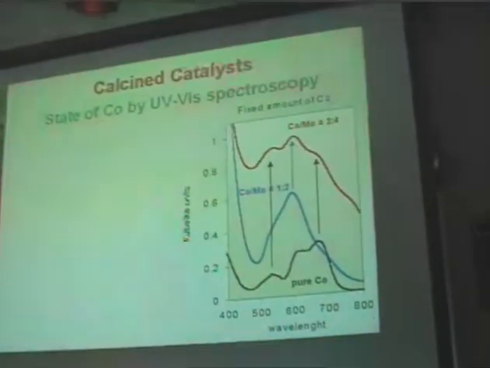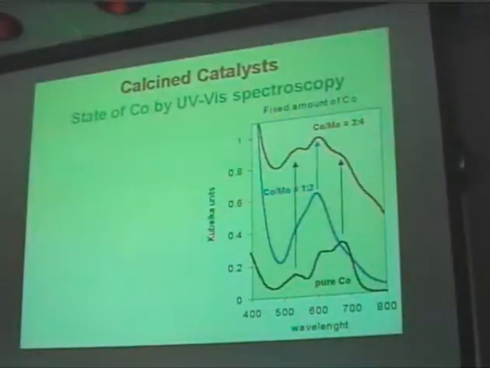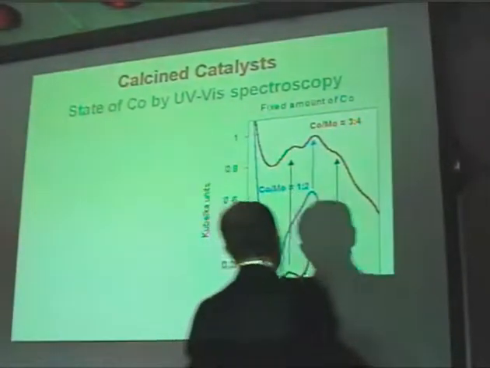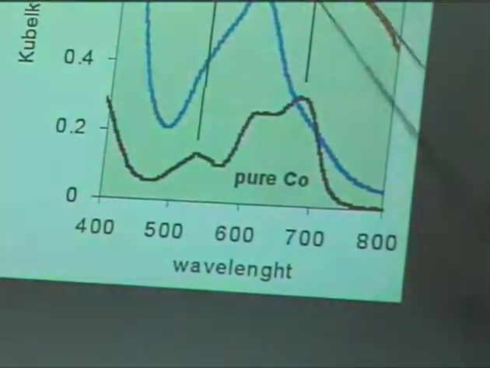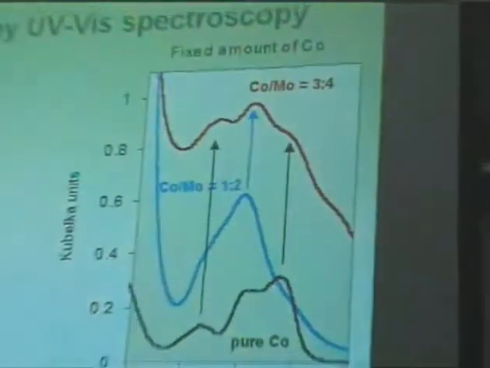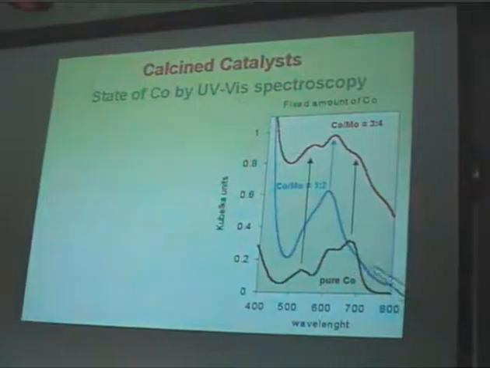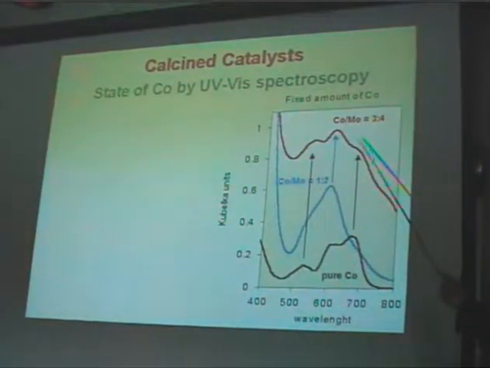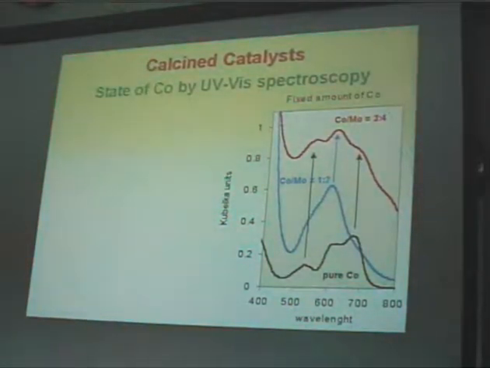Okay, let's look at the calcined catalyst. The first thing that we look at is the UV visible spectroscopy. If we have a catalyst of pure cobalt on silica, this is the calcined state. What you expect to find here is cobalt Co3O4, cobalt oxide, and this is a typical spectrum of Co3O4. When you have cobalt moly 3 to 4, that catalyst will be unselective.